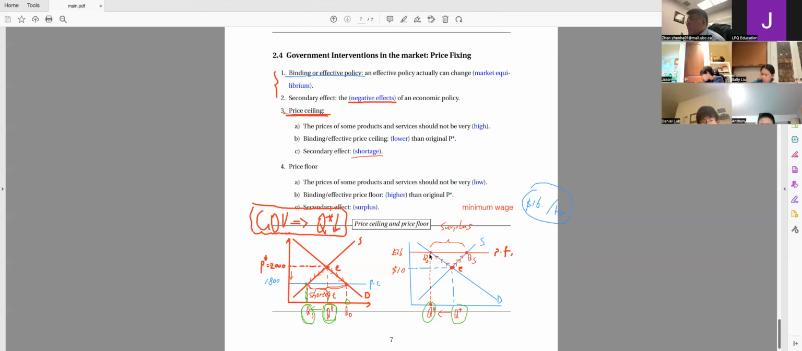If QS does not equal QD, then the lesser quantity is the quantity actually traded in the market. On your left-hand side, QS is less than QD, so QS, the lesser quantity, is the quantity actually traded. On your right-hand side graph, quantity supplied is greater than quantity demanded, so QD, the quantity demanded, is the lesser quantity, and this is the quantity actually traded in the market.